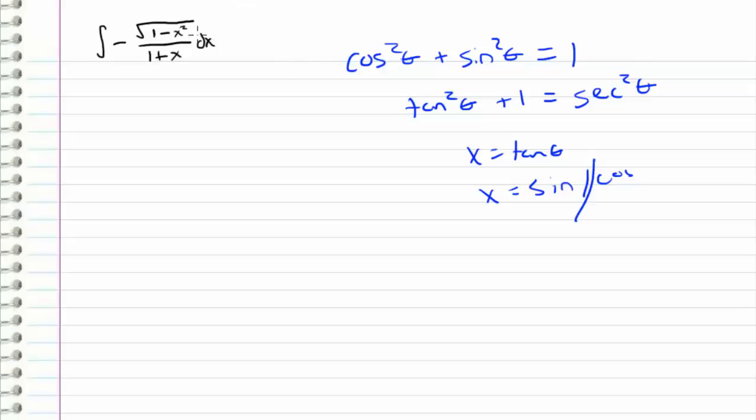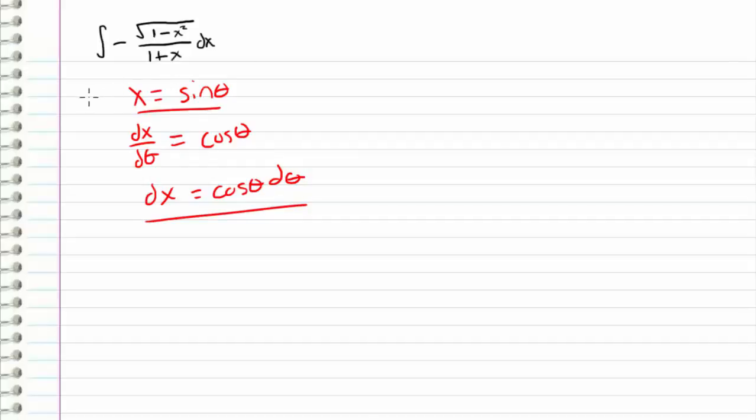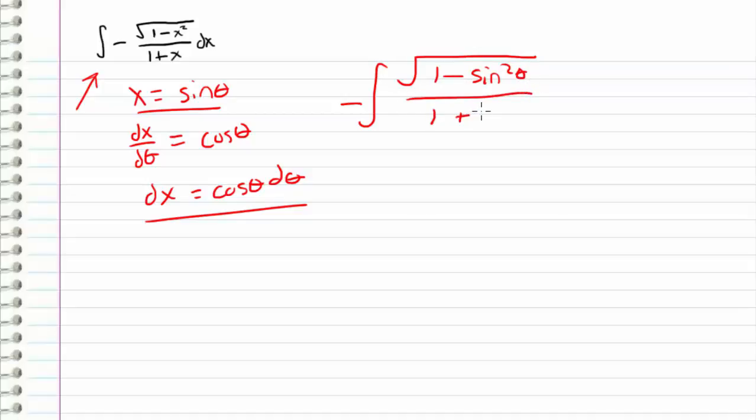So what I recognize is we have a 1 minus x squared. So I decided to try a trig substitution with this. So what I'm going to do is I'm going to let x equal sine theta. And therefore, whenever we differentiate this with respect to theta, we get cosine theta. And we can go ahead and solve for dx. dx gives us cosine theta d theta. And let's go ahead and substitute these expressions into our integral up here. So I'm going to rewrite this as the negative integral of the square root of 1 minus sine squared theta all over 1 plus sine theta, and then dx, which we determined was cosine theta d theta.